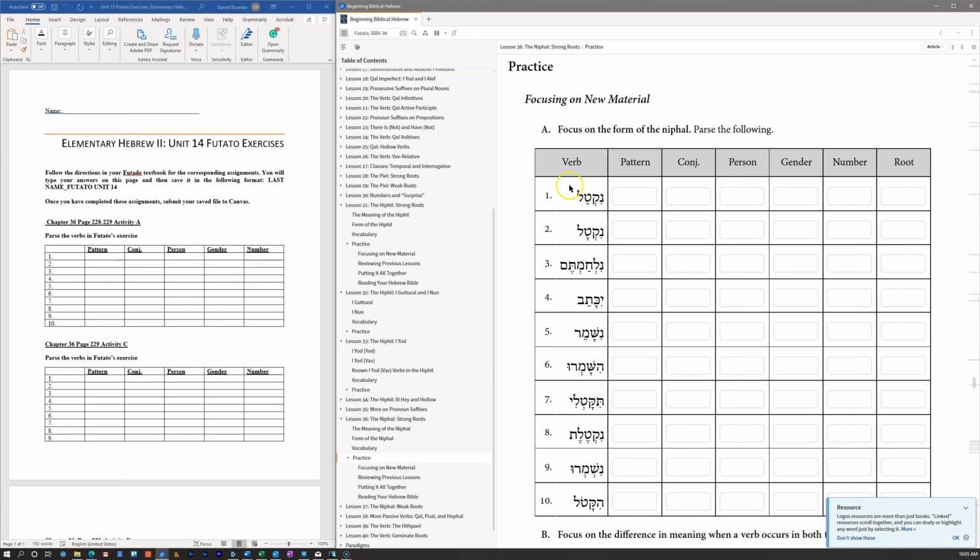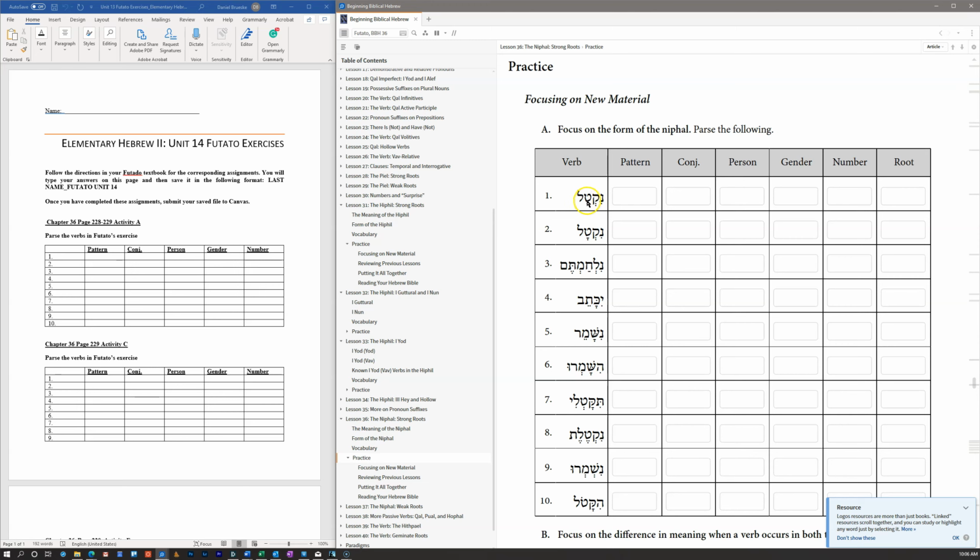This has no suffix. So this is either going to be a perfect 3ms, which has no suffix, or this is going to be an imperfect 1C or 1CP. This is sort of the dilemma that the Niphal creates. We've already got a form that has a nun prefix, which is the imperfect 1CP, or the cohortative 1CP, which will also have a qamets hey at the end. So how do we determine whether this is Niphal or Qal imperfect?